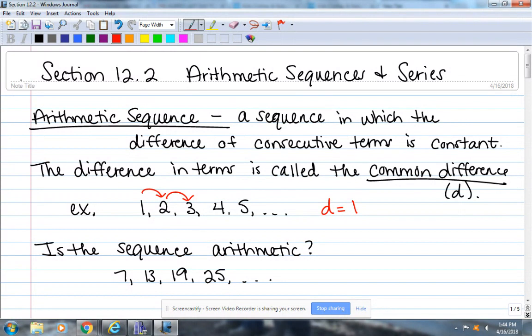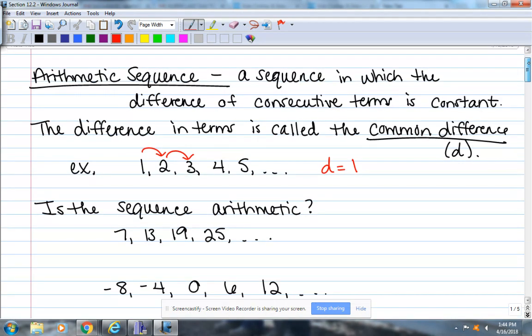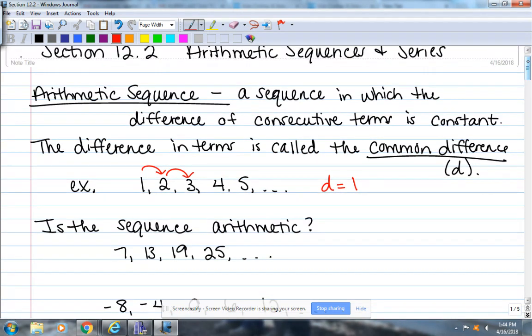All right, so you can have a negative common difference. If it's decreasing as you go, you can have a negative common difference, so your d will be a negative number. Next they're going to give us a sequence, and we have to determine whether or not the sequence is arithmetic. Now remember, for it to be arithmetic, it needs to be increasing or decreasing by the same amount every single time.